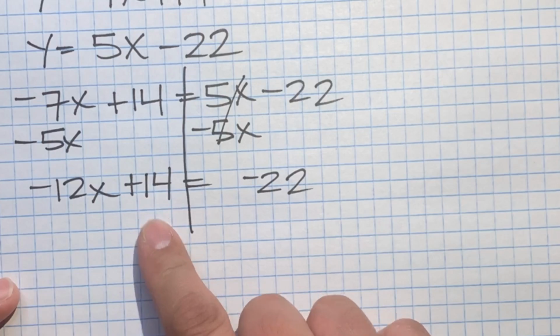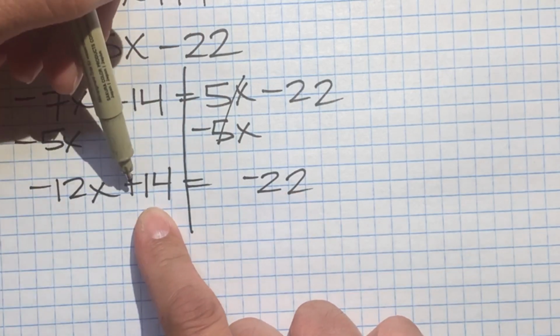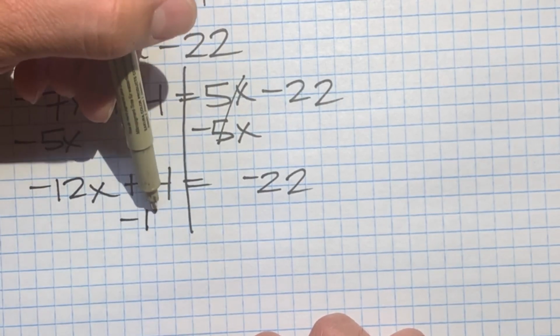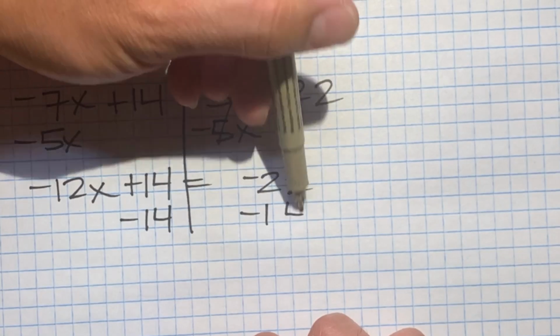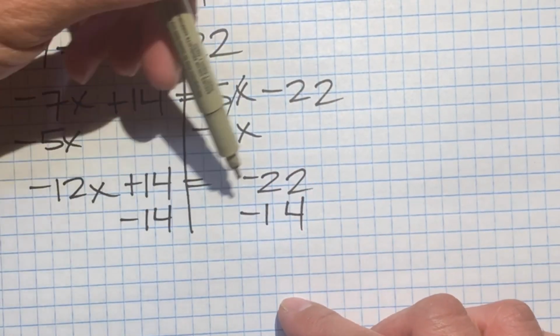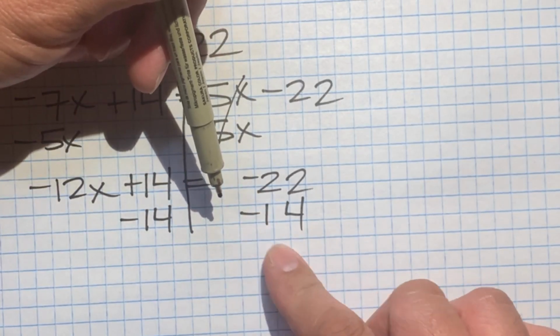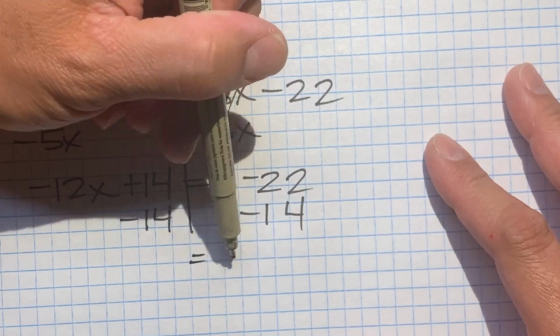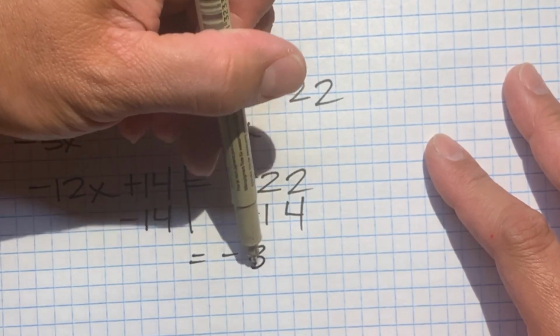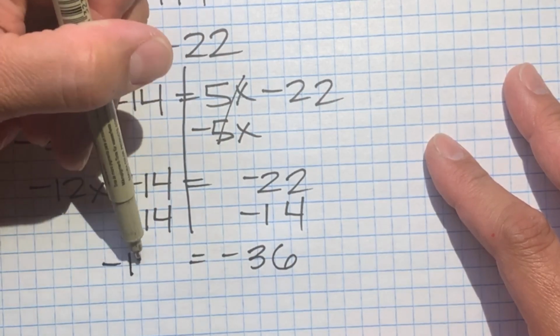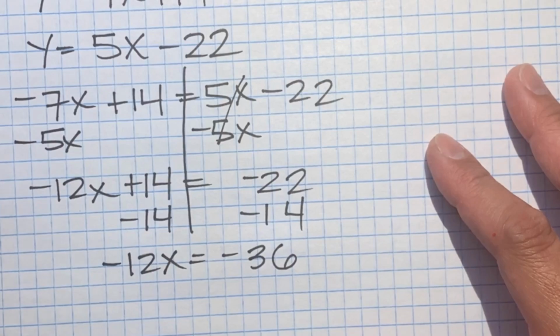I want to get my numbers on the other side. So the opposite of plus 14 is minus 14. So negative 22 minus negative 14 would equal negative 36. I'm going to bring down this negative 12x. Look at all these negatives.